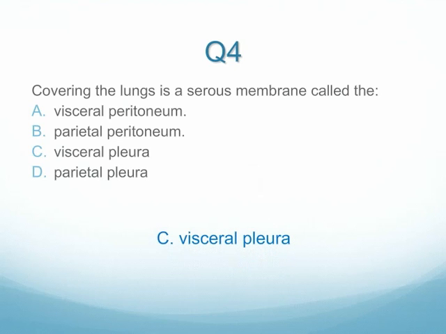Okay, so obviously A and B would be wrong because it's talking about peritoneum, so that's in the abdomen, and we're talking about covering of the lungs. So we're talking about a pleura, and we want to know whether it's the visceral or parietal pleura in this question. In this case, it's the visceral pleura that is covering the lungs.